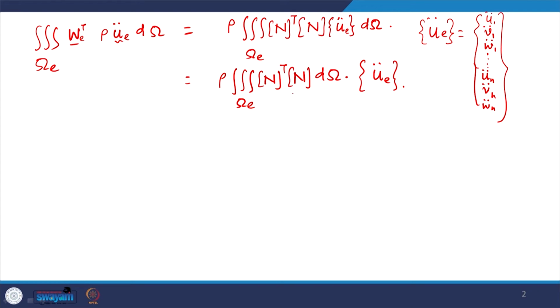this N is of course 3 by n, n is the number of nodes. So, there are 3 displacement components. So, there are 3 acceleration components to be interpolated at n number of nodes. So, this N will be a matrix of 3 multiplied by 3n actually, because there are 3 variables at each node.